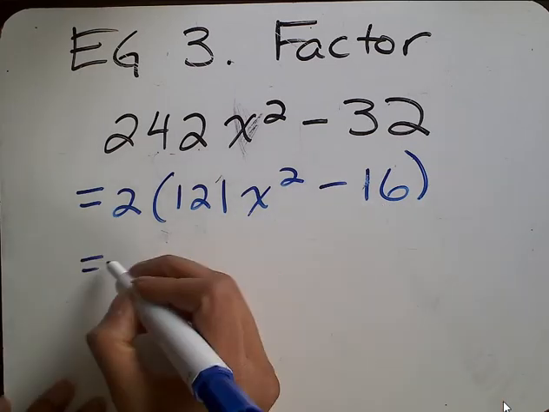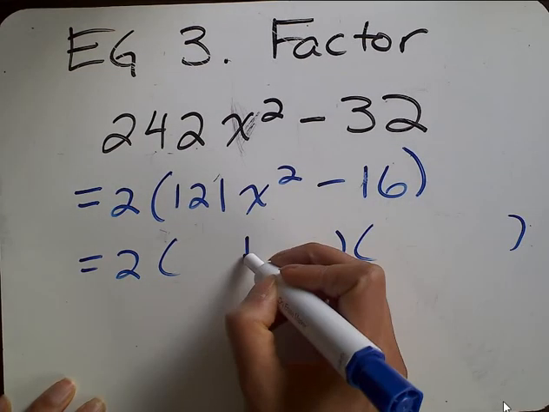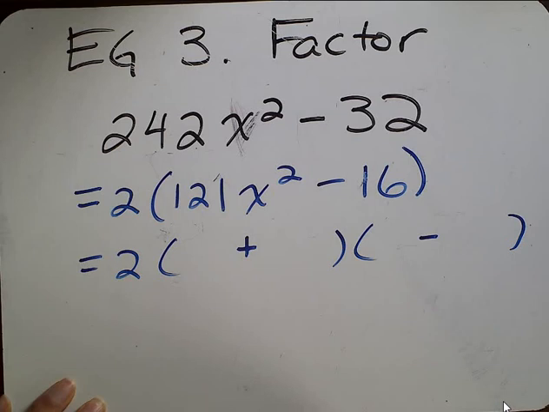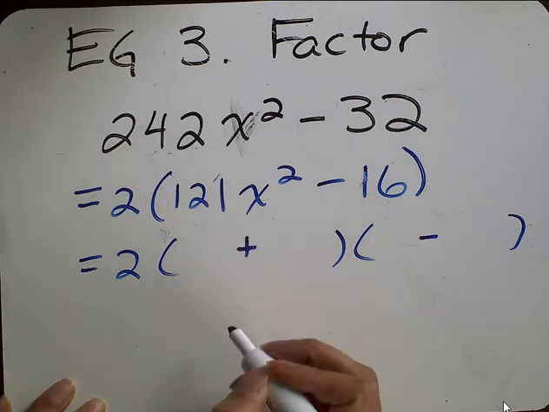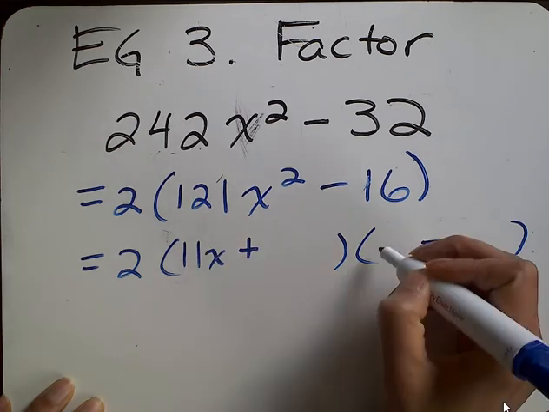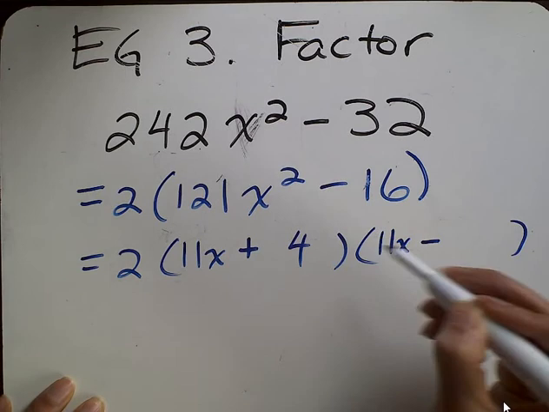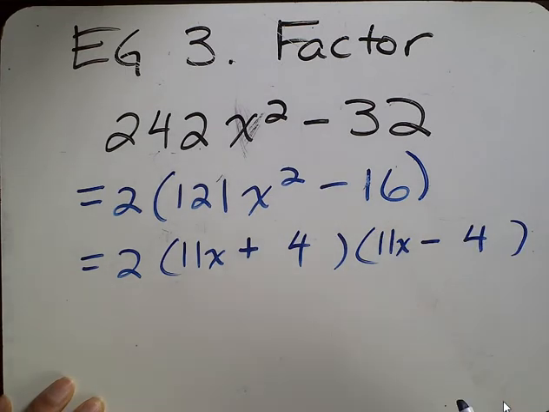So I know that that's going to factor into 2 brackets. I'm going to put a plus sign in the middle of one, a minus sign in the middle of the other, and I'm going to factor this difference of squares. So the square root of 121x squared is 11x, goes in the first spot, and the square root of the 16 is 4. Okay, so it's now factored and factored fully.